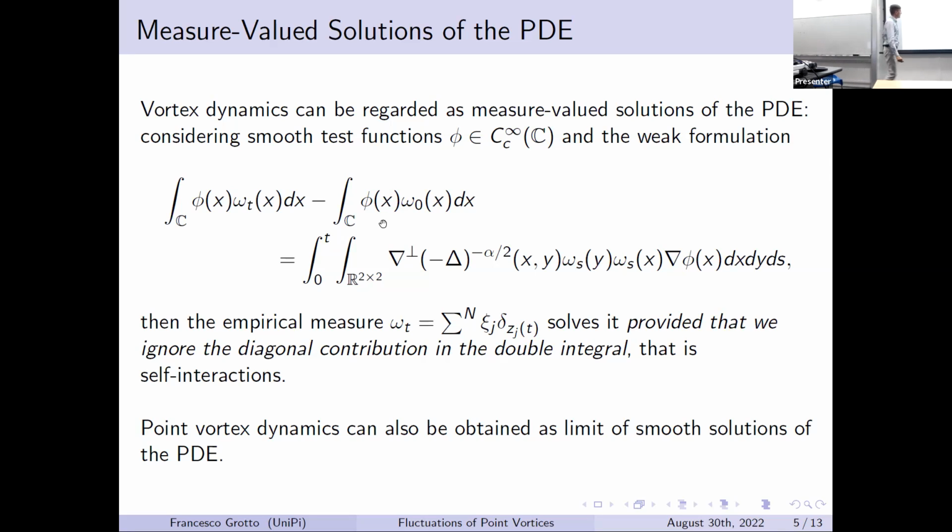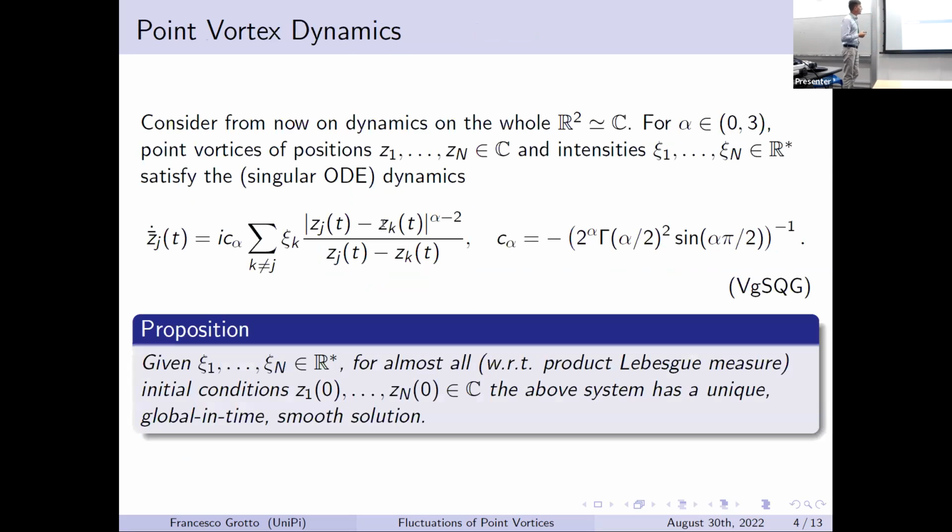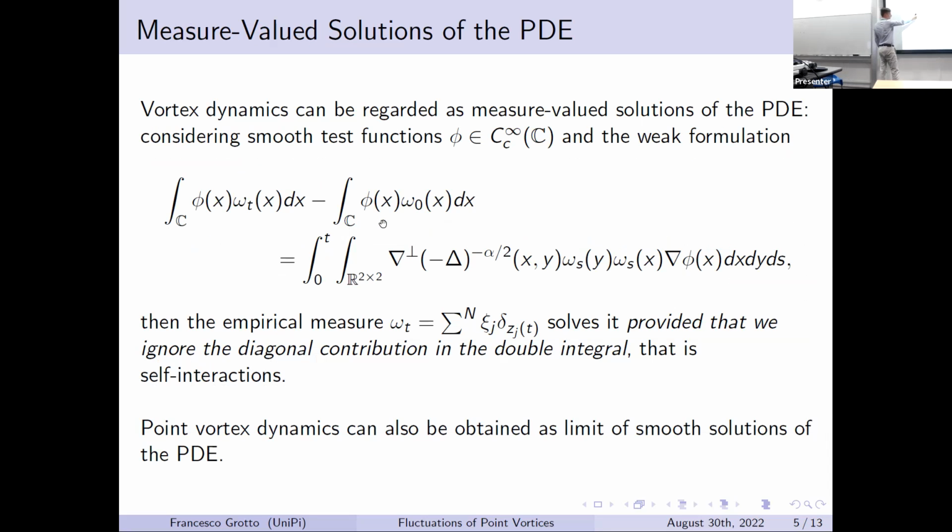What is the diagonal contribution? Well, this is a double integral. Omega here appears twice, and so in this double integral, when one takes the product of omega with itself, there are times in which the vortex appears twice, and so this would mean that you have to evaluate this kernel at the same point, and you cannot do that, right? Because it is divergent on the diagonal, so you have to neglect the diagonal contribution, and this actually makes sense. Looking back at the ODE system, the vortex J does not interact with the vortex J itself, and this is reflected in the fact that you have to neglect the diagonal contribution, and you can motivate it, as I was saying, by taking limits of smooth solutions of the PDE.